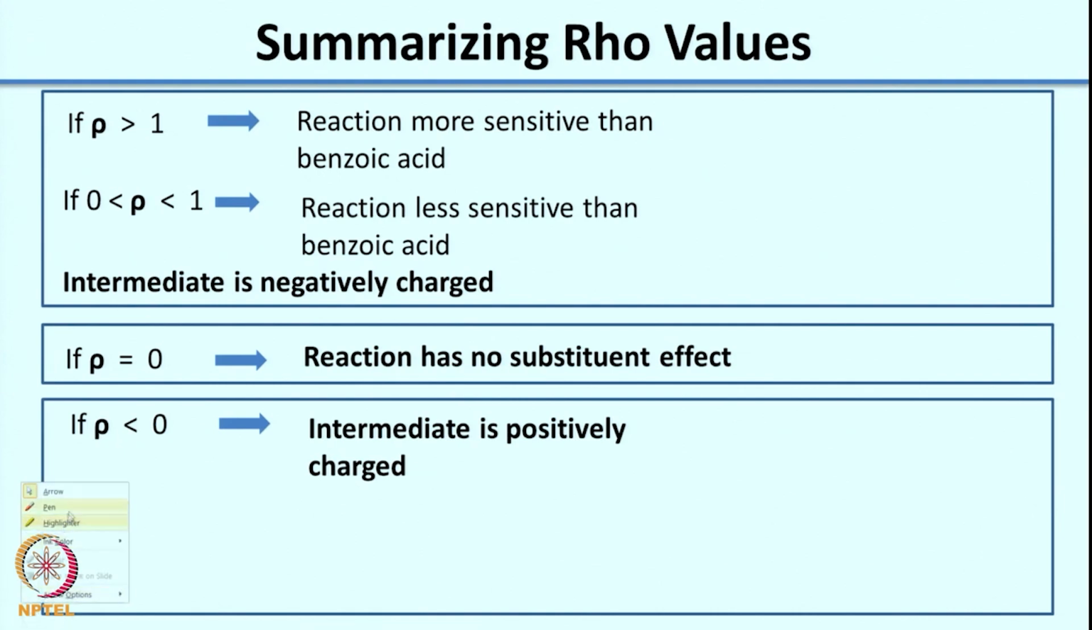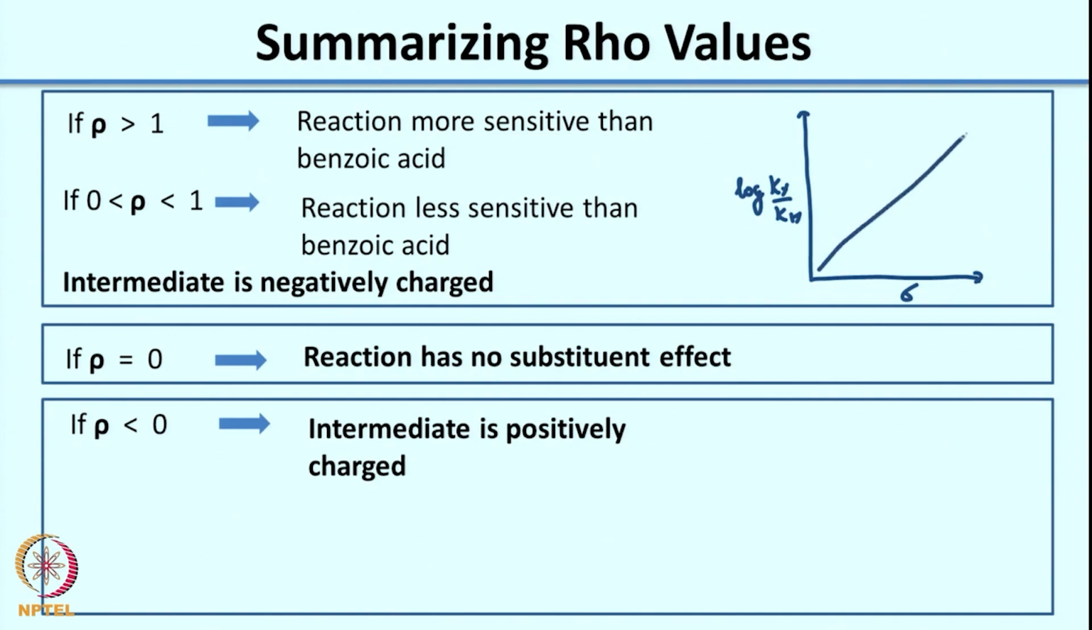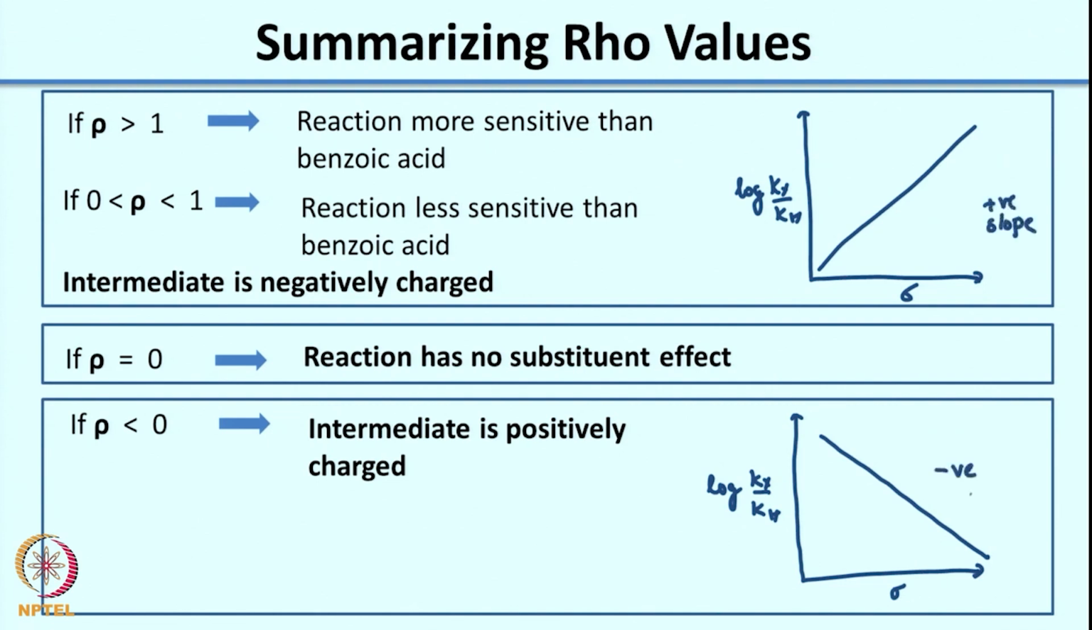So if I were to summarize it in terms of quick graphs, in one case, as I said, the graph would be one where you have a positive slope. So it will be something like this. In one case it will be no effect, so a straight line parallel to the x axis, and in one case, because you have electron releasing groups stabilizing the reaction, you have a negative slope. So you have a positive slope here and you have a negative slope here.